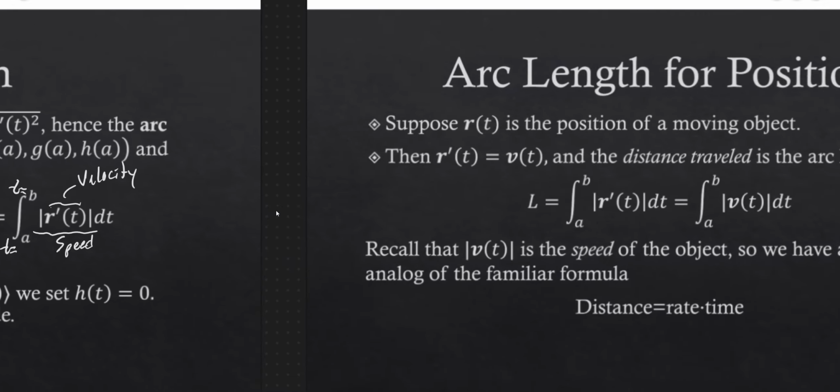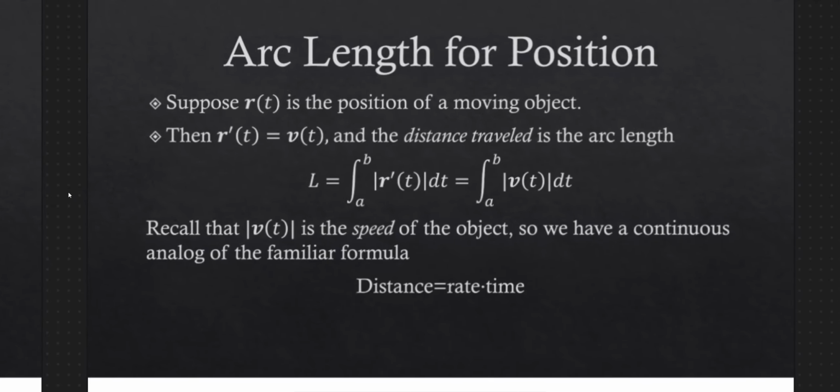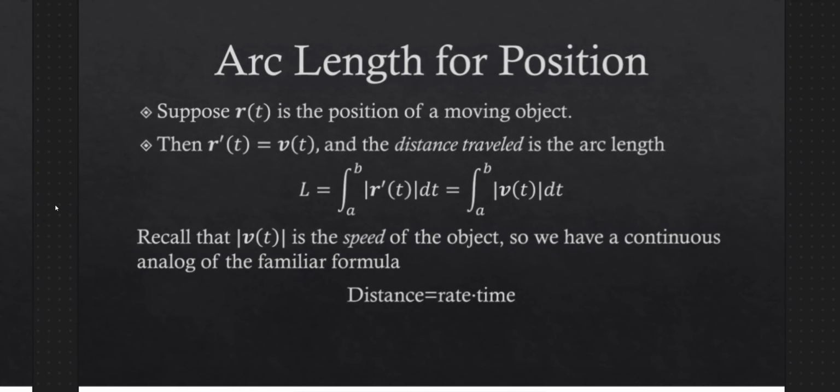All right. As I mentioned, it's helpful to come back to this idea of just position and velocity. So more on that. Right, r prime, the distance traveled is the arc length. So, exactly what I've said before. This is speed. And we're integrating that from t equals a to t equals b.